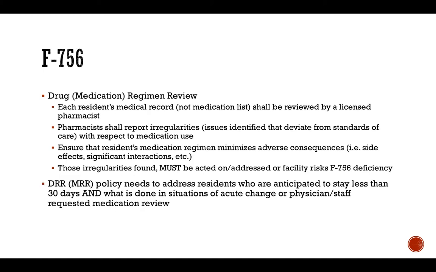Drug regimen review, medication regimen review. This is F428 classically. And this basically states that the pharmacist has to review the drug regimen, medication regimen. Pharmacists must report if they identify an irregularity. So this is one of those tags that could potentially be double dipped with 757 or 758, which I'll talk about coming up here. But a pharmacist needs to be aware and document those irregularities for nursing staff and/or the attending physician prescriber to address those irregularities.